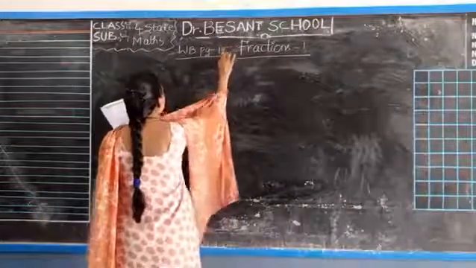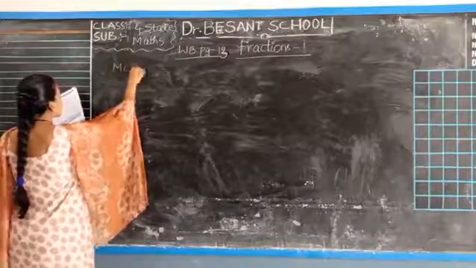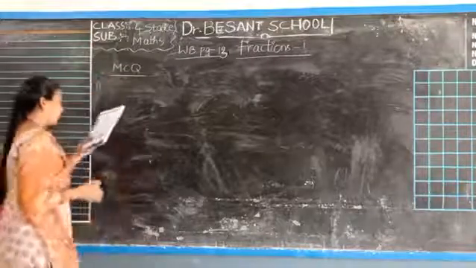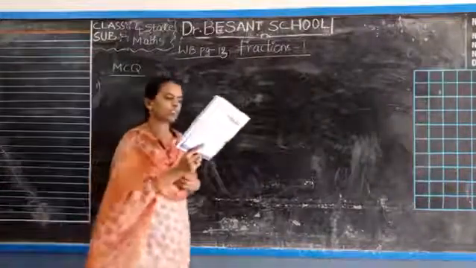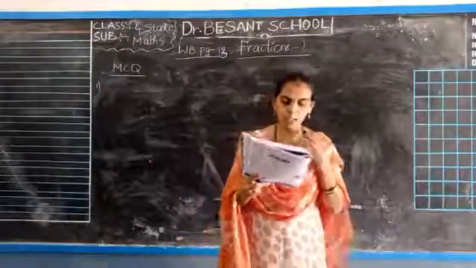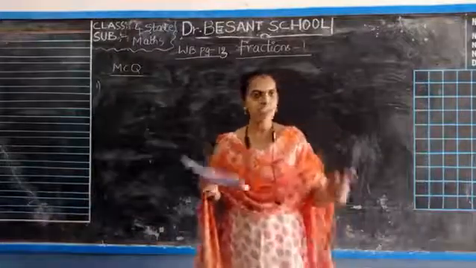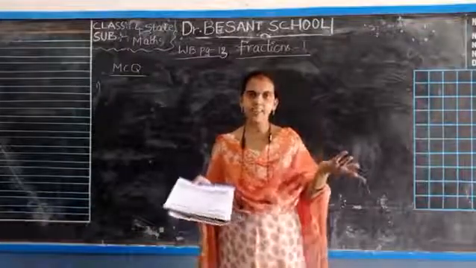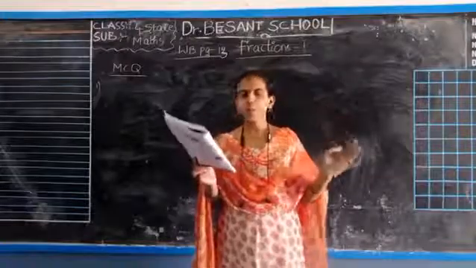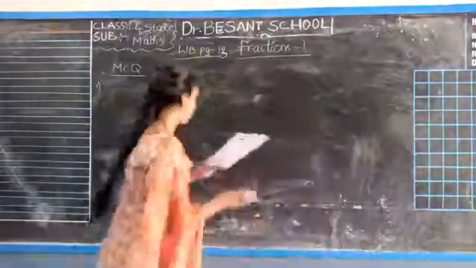Now page number 13, all could open the multiple choice questions. I am explaining. First one, the fraction greater than 4 by 5 is. So observe the options here: 1 by 5, 2 by 5, 4 by 5, 5 by 5. Here the denominators are the same, so we can see the numerators. So 4 by 5, which is more than that, 5 by 5. So option D.